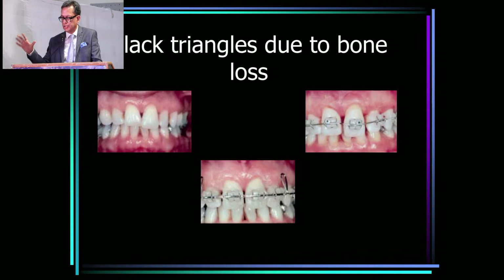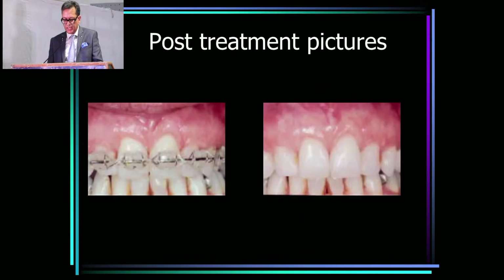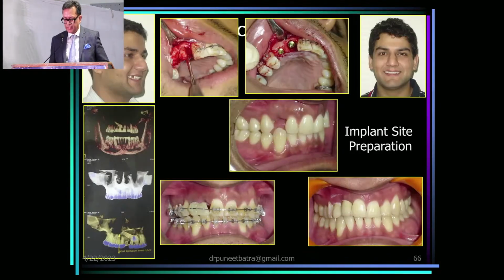Now many times you have missing premolars. So what you can do is you can mesialize your molars so that the patient doesn't need an artificial prosthesis. Black triangles due to bone loss. Orthodontics can help too by doing interproximal reduction and closing these gaps and these black triangles. Similarly, you can do implant site preparation. So we had this patient who had an impacted canine and this canine couldn't be brought down.